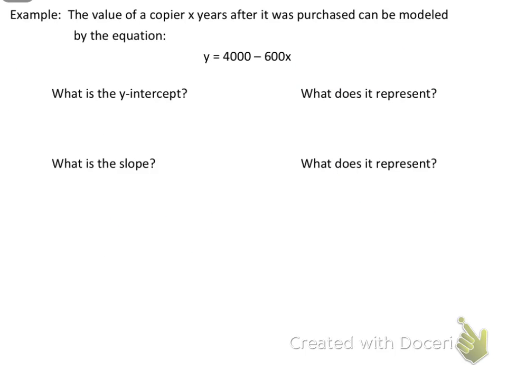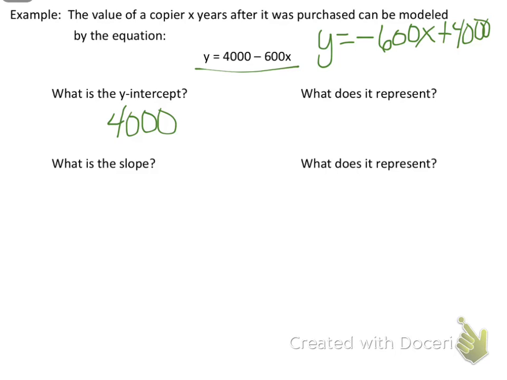And finally, an application. The value of a copier x years after it was purchased can be modeled by this equation, y equals 4,000 minus 600x. And so what is the y-intercept? Well, if we were to write this in the form of mx plus b, negative 600x plus 4,000, what's the y-intercept? Well, the y-intercept is 4,000. And what's the slope? Negative 600. So what do you suppose this represents?